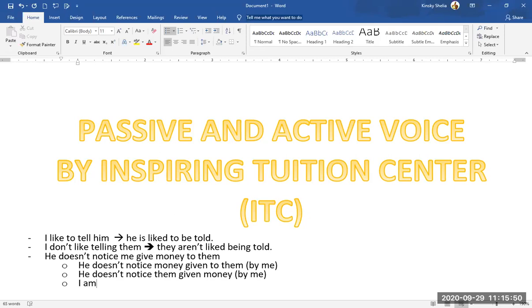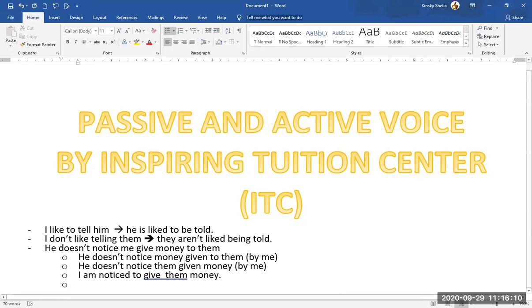So when it passes the notices, then we change it into the passive. You change to become I'm noticed to give them money. Yeah, we can change this here. Them is to be put at the front, and the money as the direct object. The them is the person that accepts the money as the indirect object. We also change the position.